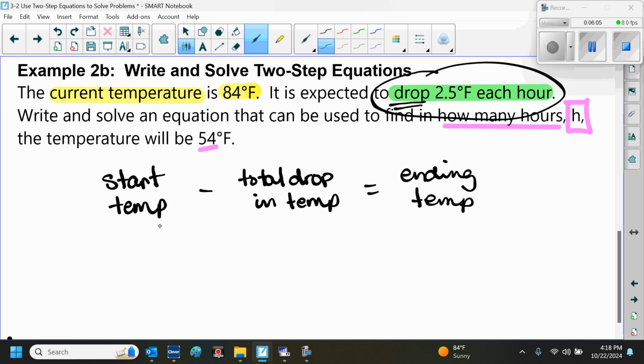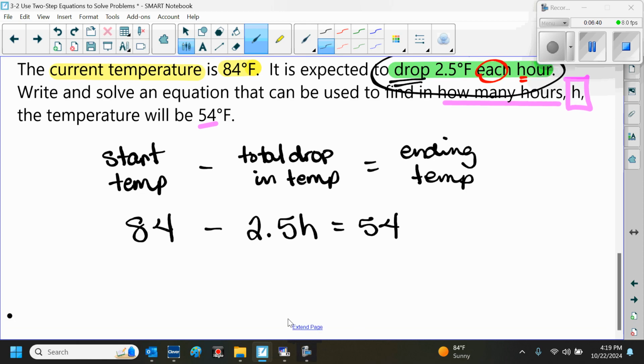So the starting temperature is 84 degrees Fahrenheit minus the total drop. Now, the total drop, it says 2.5 each hour. So again, each means multiplied, and we're multiplying times the number of hours. That's what we're looking for. Okay, so we've got 2.5 times H, and that's going to be our ending temperature, which is 54 degrees Fahrenheit. There you go. There's our equation.